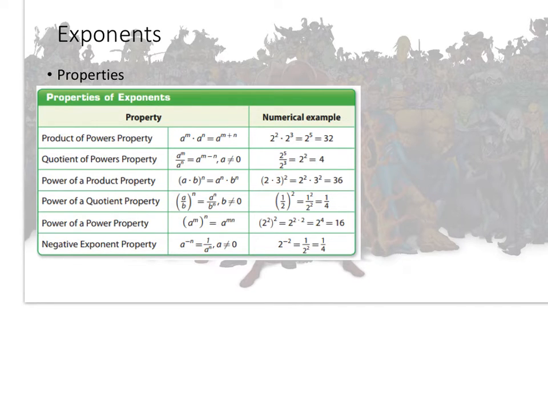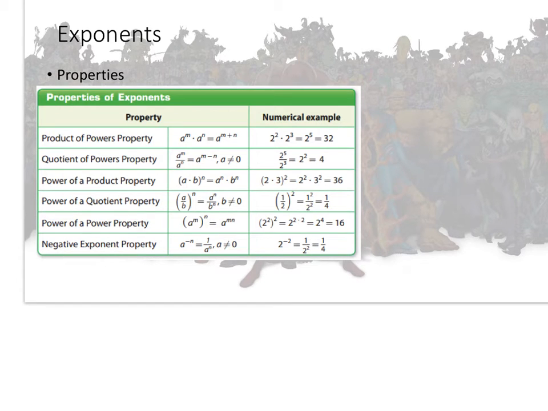So what this first property says is if you're multiplying and you have exponents, for instance 2 to the 2nd power, 2 to the 3rd, notice that the bases are the same, 2 and 2. If the bases are the same, the rule is you keep that base, add your exponents. 2 plus 3 gives you 5. And of course you can simplify that to 2 to the 5th power is equal to 32.